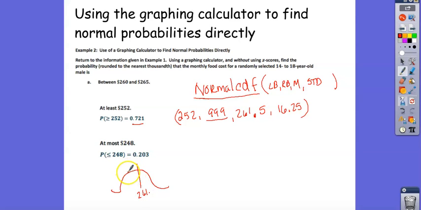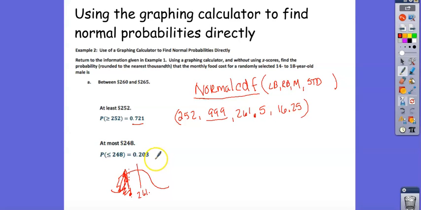Okay, if you're talking about at most 248, that means here's my mean of 261, and 248's over here. It's at most, so it's less than 248. It's going to be this guy over here. You can use your table for that one as well. If you use your table, though, you have to know what your z-score is. Or you can use the online function and you will get the correct probability.